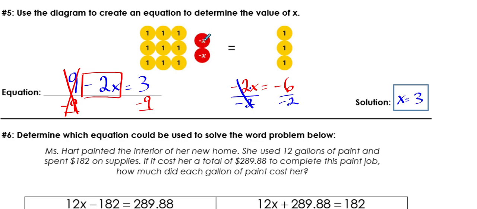Actually, that should make sense. If this was negative 3, that was negative 3. 9 minus 3. Minus 3 again would take us down to just positive 3.